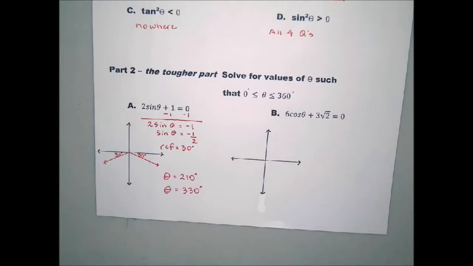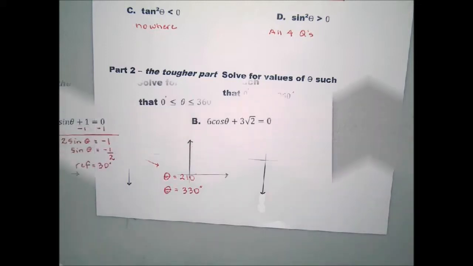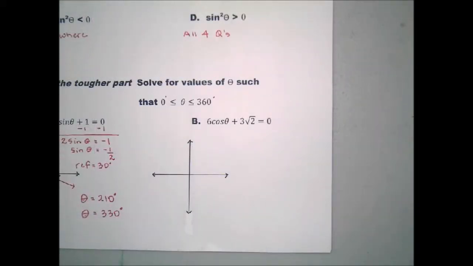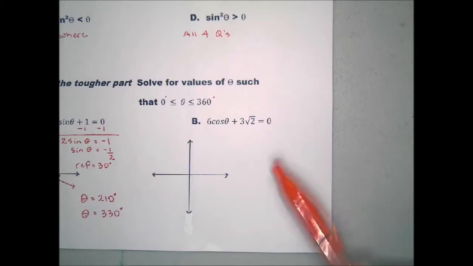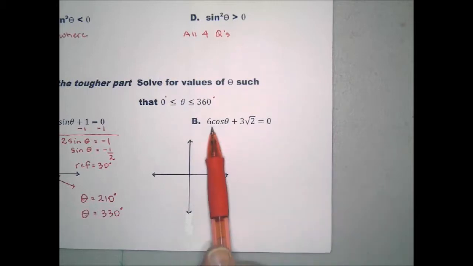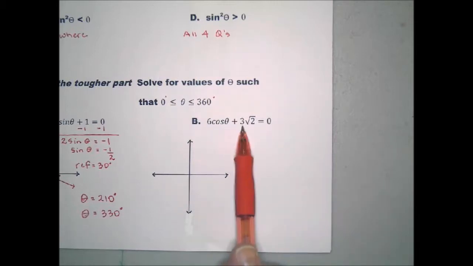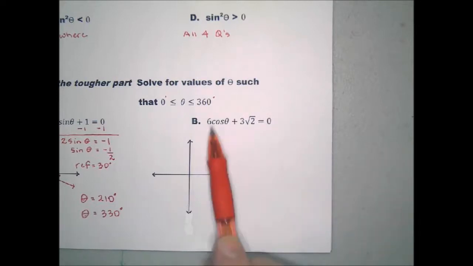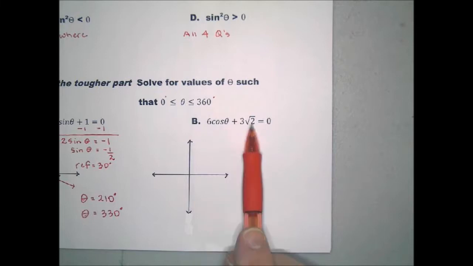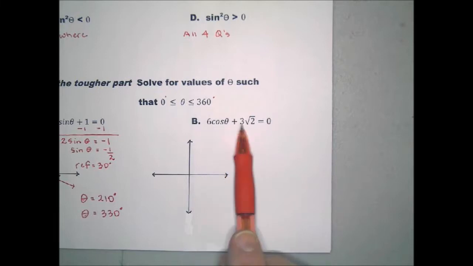So those are my two answers to this example problem A. We're going to practice a few more of these. Now in example problem B, my equation is 6 cosine theta plus 3 square root 2 equals 0. I've got my two terms right here that do share a common factor of 3, so I'm going to factor out a 3.